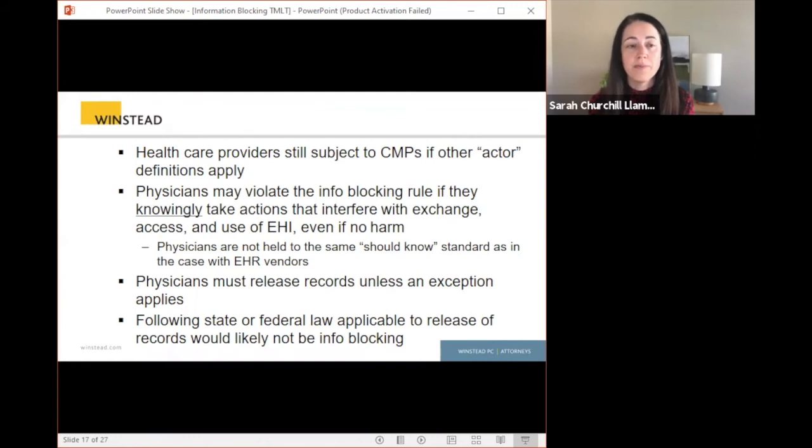And if that's the case, then your standard would be not just knowingly making these violations, but knowingly, or you should have known, that you're making these violations. So you get pulled into this higher standard if you qualify as another type of actor, which once again is basically an EHR vendor, a health information network, or a health information exchange.